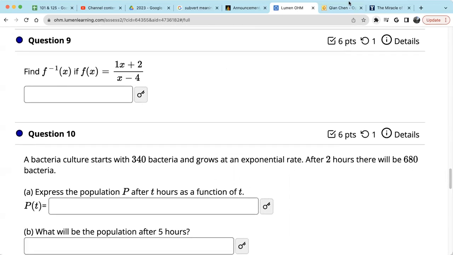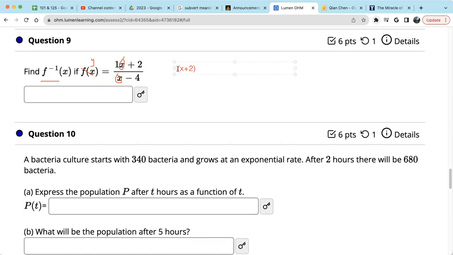For number 9, we want to find the inverse function of this given function. So f raised to negative 1 means the inverse function of this. For the inverse function, we need to solve for x. In this case, we want to isolate x. So let's call f of x, y. This is easier writing. If we keep writing f of x, that's very tedious. So we have x plus 2, and on both sides, we multiply by x minus 4.